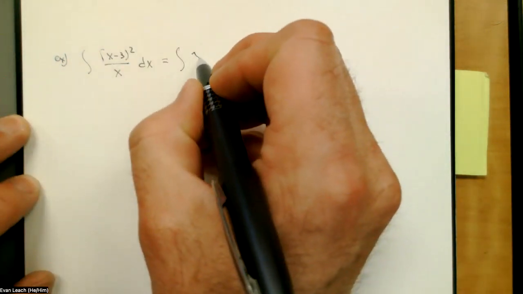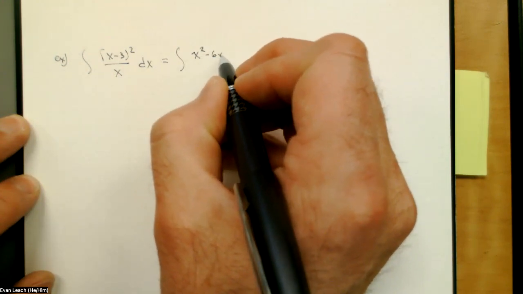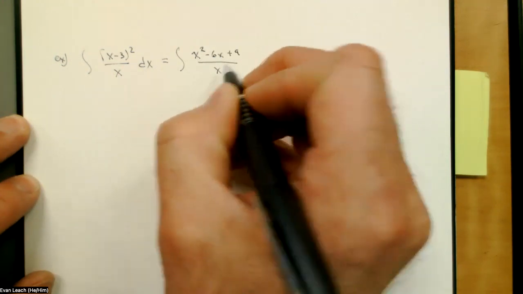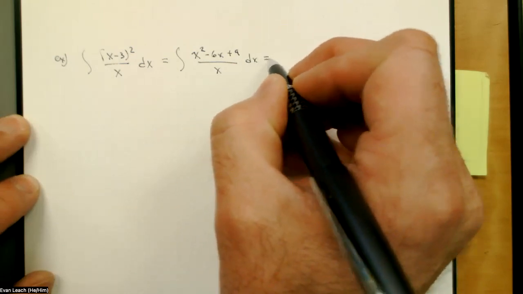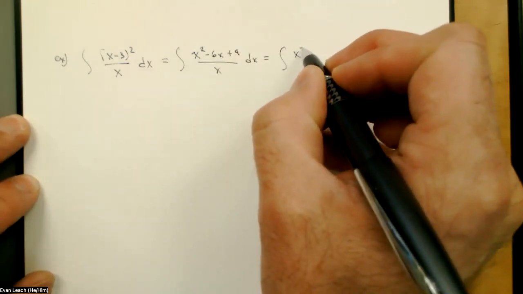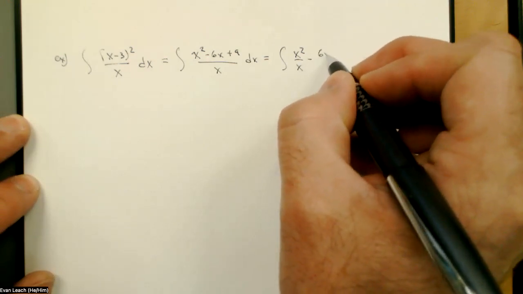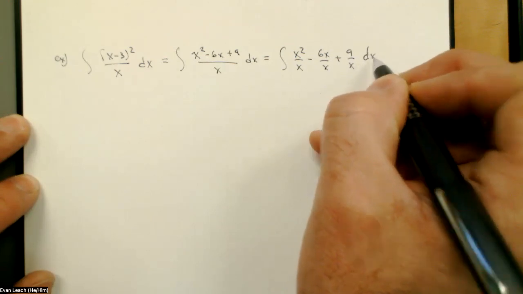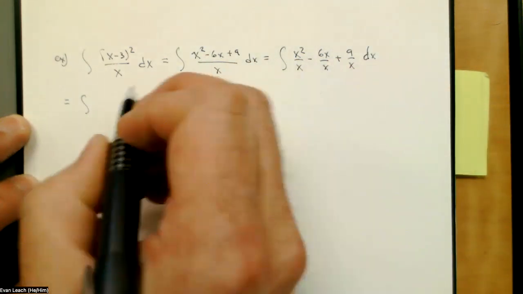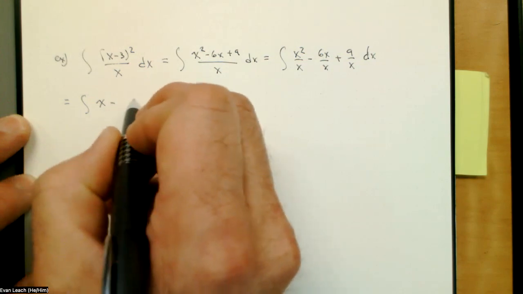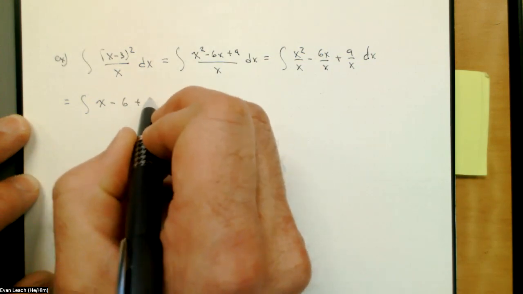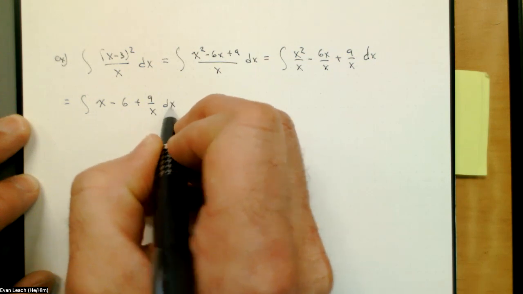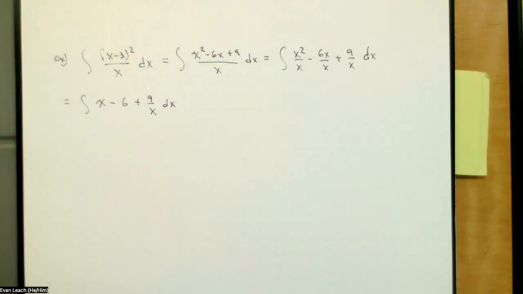So I'm just going to multiply out the numerator, x squared minus 6x plus 9. Then I'll keep using the distributive property and make x squared over x minus 6x over x plus 9 over x. Just some more distributive property. So I'll integrate a term at a time: the integral of x minus 6 plus 9 over x dx. If we can use algebra, then maybe we should use algebra.